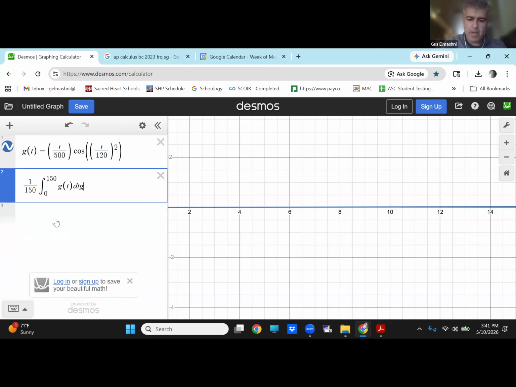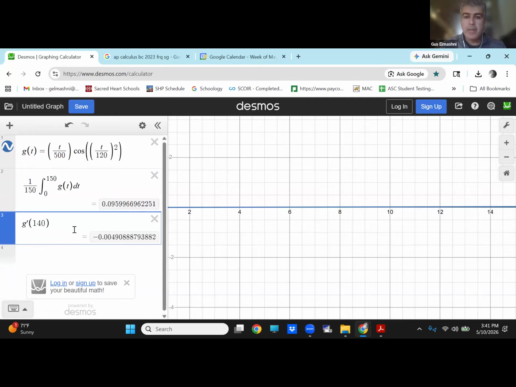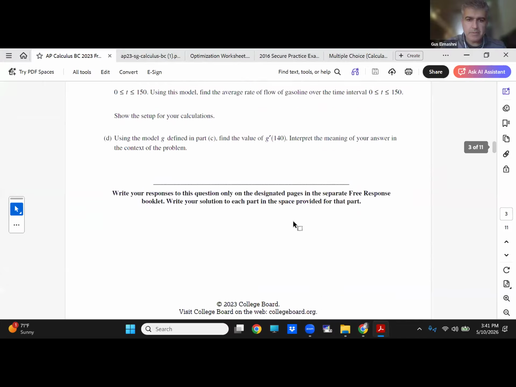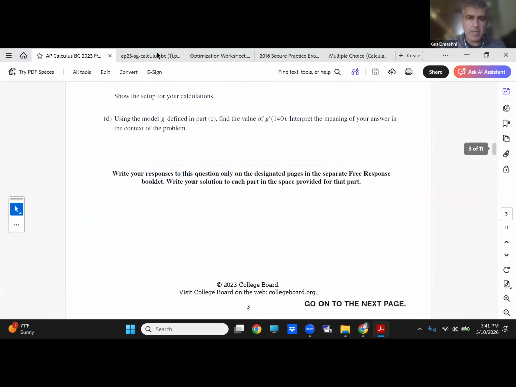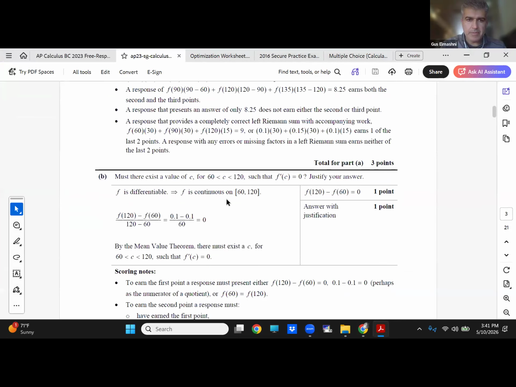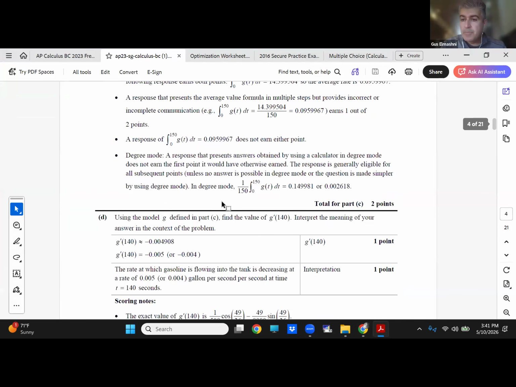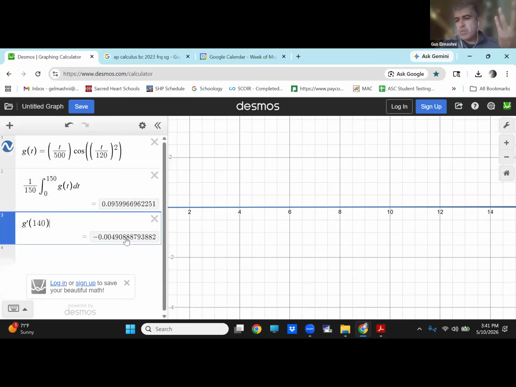Actually, I think you could do G prime of 140. Yeah, there you go. We'll look at the answer key again. Yep, there we go. And just interpret it. So we're good. That's just a way you could do it on Desmos, make it easy.